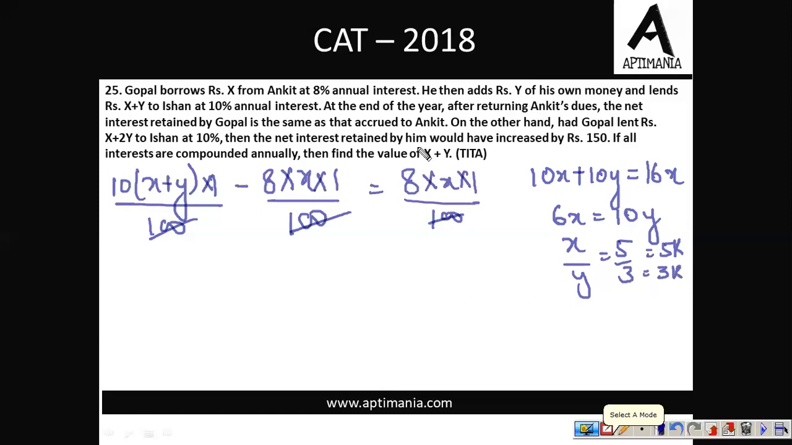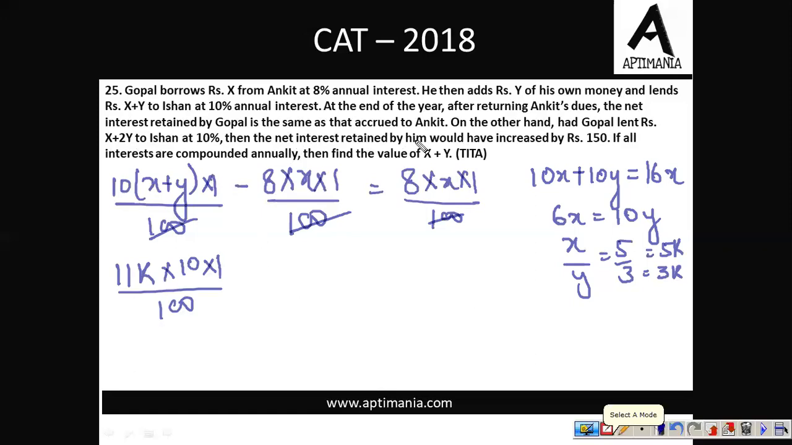आगे क्या दे रखा है? On the other hand, had Gopal lent rupees x plus 2y to Ishan, तो अगर उसने x plus 2y rupees दिया होता, मतलब x की जगह 5k और 2y की जगह 3 into 2 6k, मतलब उसने टोटल अगर 11k दिया होता at वही 10% per annum for a year, तो उसको इतना इंटरेस्ट मिलता.